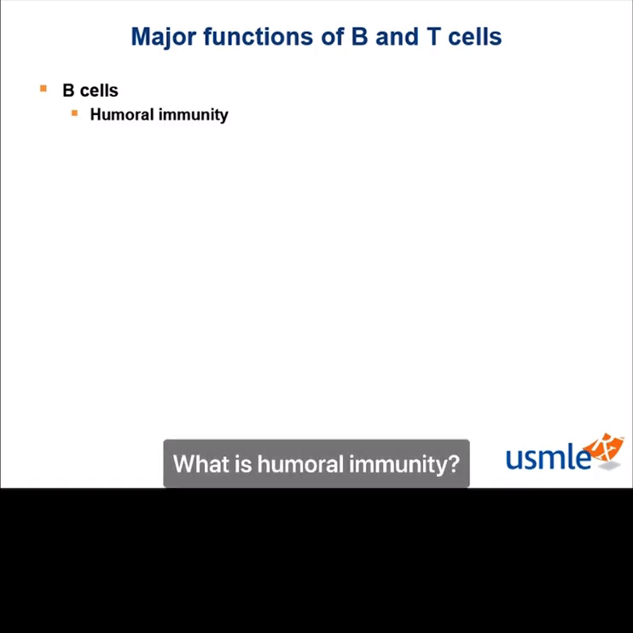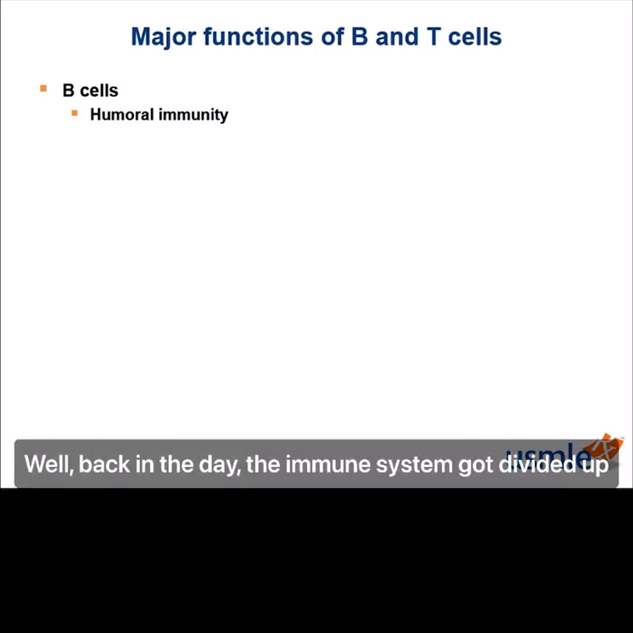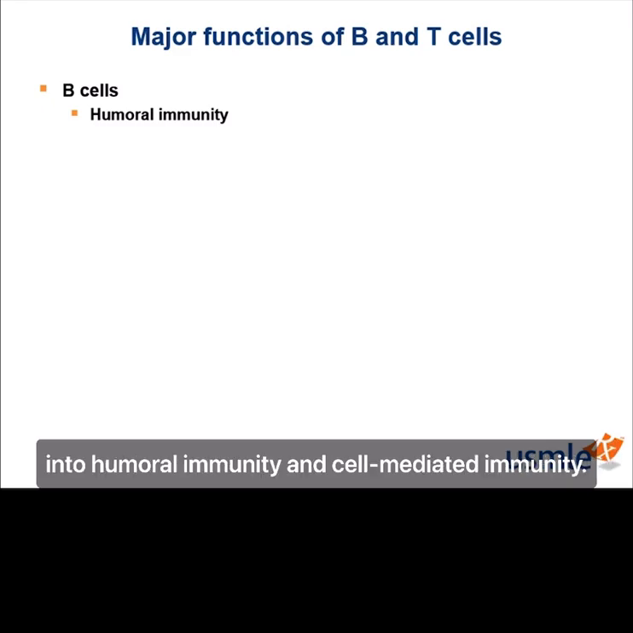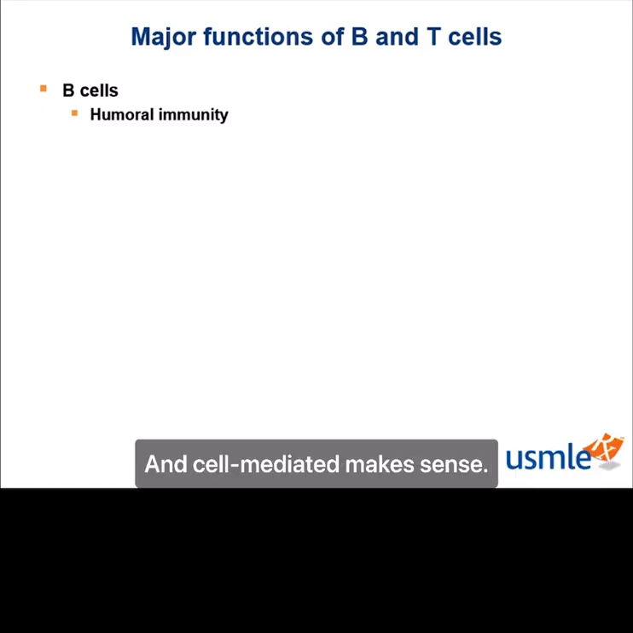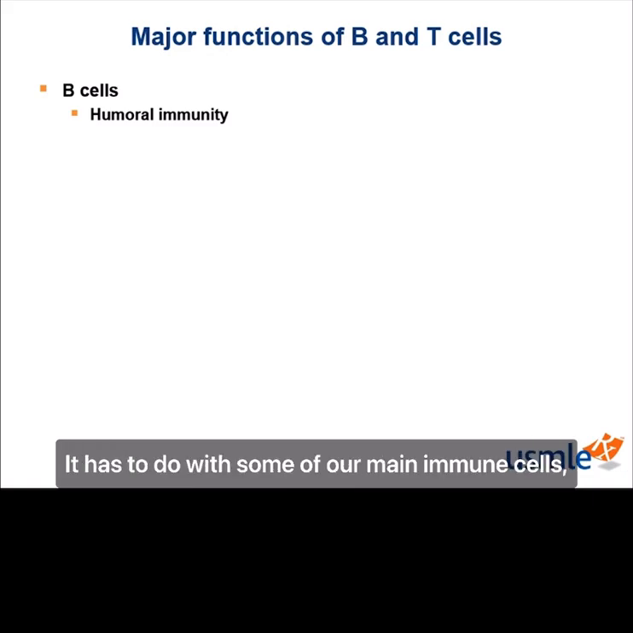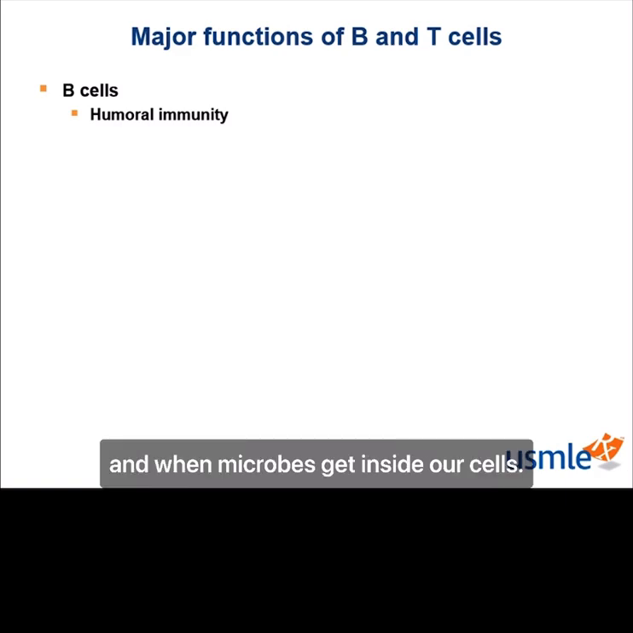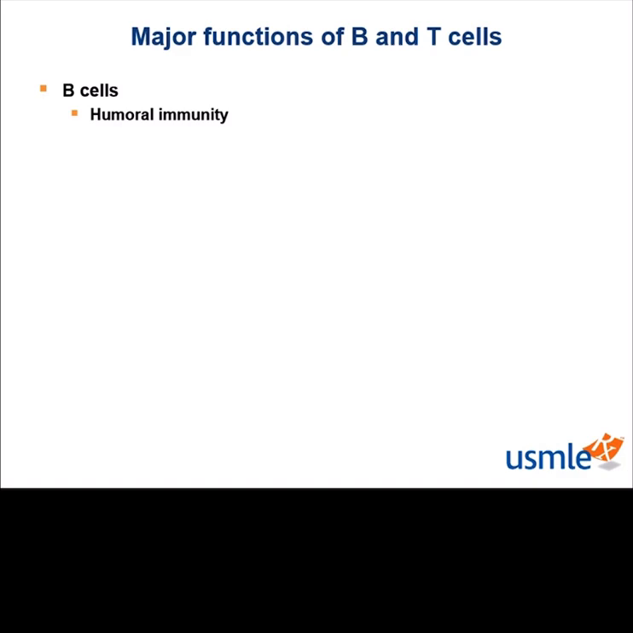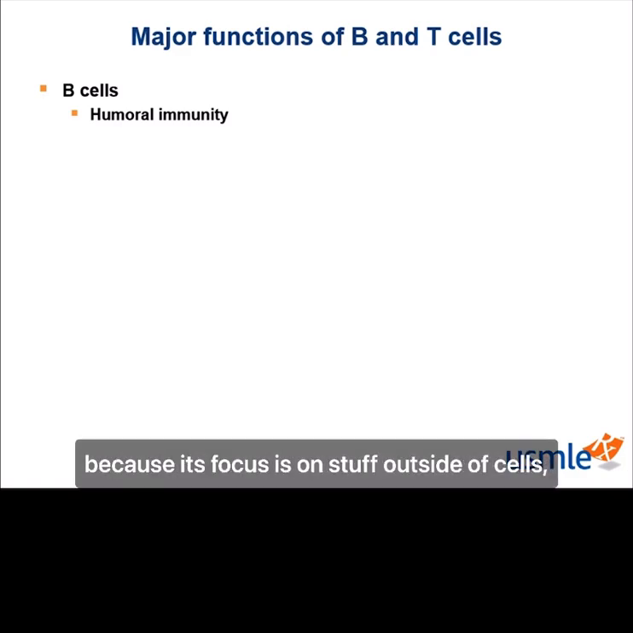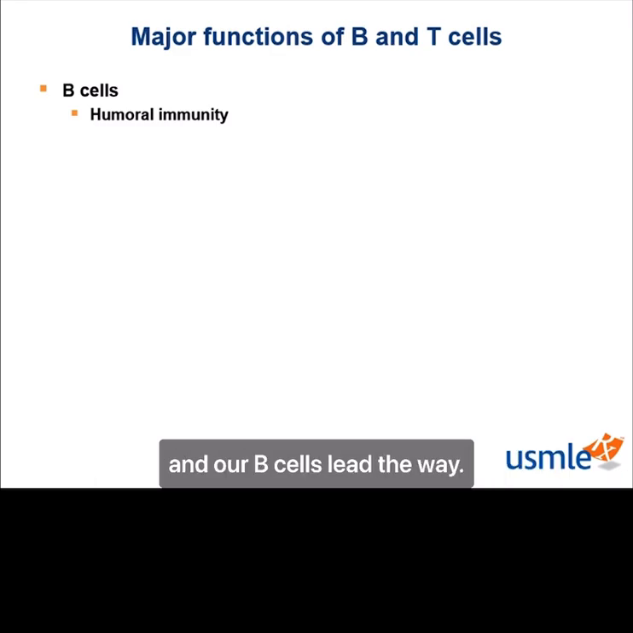What is humoral immunity? Well, back in the day, the immune system got divided up into humoral immunity and cell-mediated immunity. And cell-mediated makes sense. It has to do with some of our main immune cells, like our T cells, and when microbes get inside our cells. If cell-mediated is so focused on cells, then why did it leave out the B cells? Well, humoral immunity got its own category because its focus is on stuff outside of cells. So components that are in our fluids, like our antibodies and complement proteins, and our B cells lead the way.